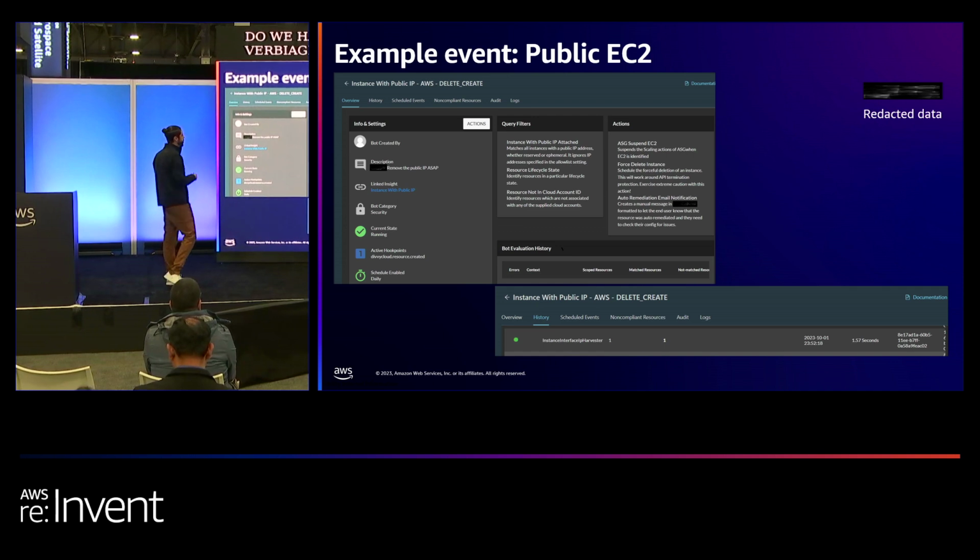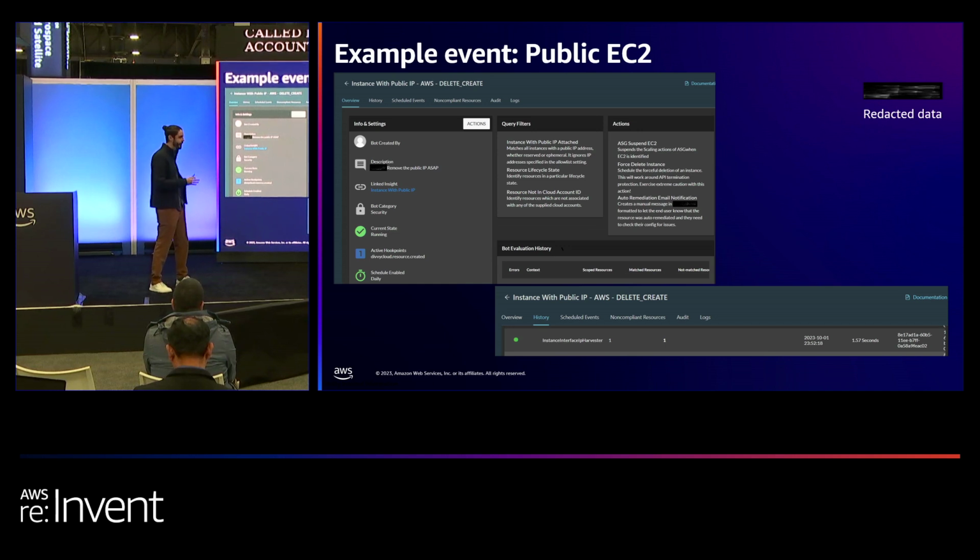But as you can see here, we have our query filters. We have 3 that are in play right here. The first one is instance with public IP attached. That one's pretty straightforward. We have another one about resource lifecycle state. In our particular case, we're making sure that our instance is in a running state before we're acting on it. If the resource is in a deleting state, there's no point in trying to delete it again, right? And then, of course, we have extra filters in here called resource not in cloud account ID. Now, that's a whole can of worms in and of itself, because that's an exclusion.